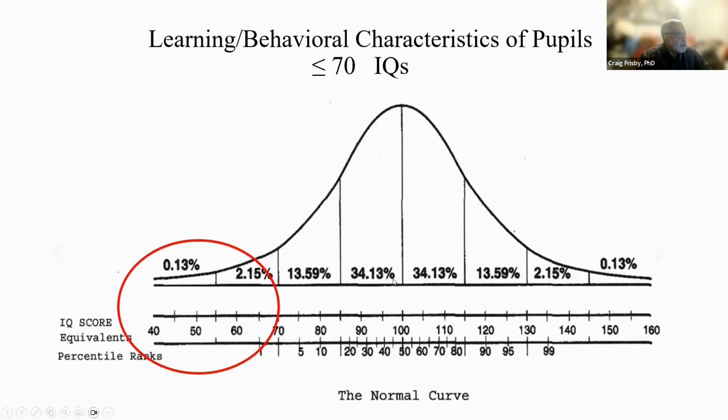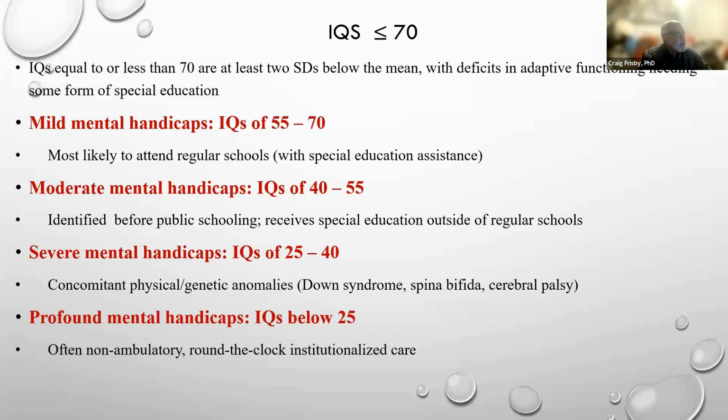So let's start with people at the very low range here. What are the learning and behavioral characteristics of pupils that have IQs less than or equal to 70? Okay, if you're testing a kid, they get an IQ below 70. What do we know about the learning characteristics of those children? Well, we do know that, throughout history, particularly organizations for mental retardation have subdivided kids with very low IQ into basically four categories.